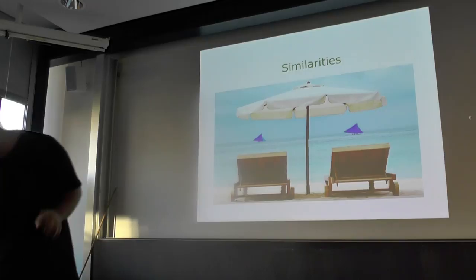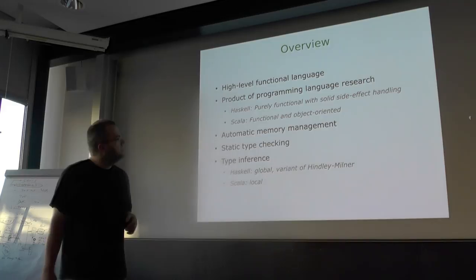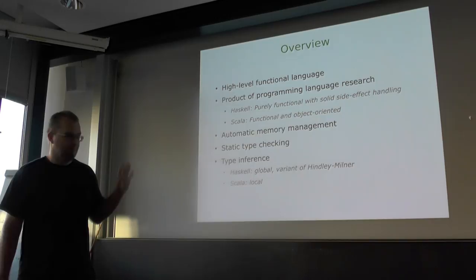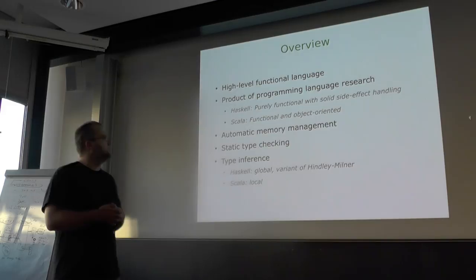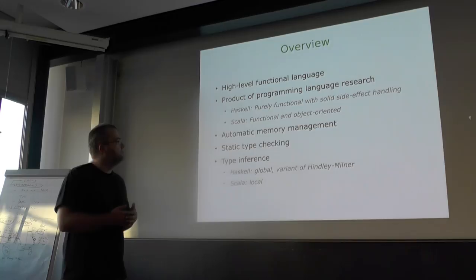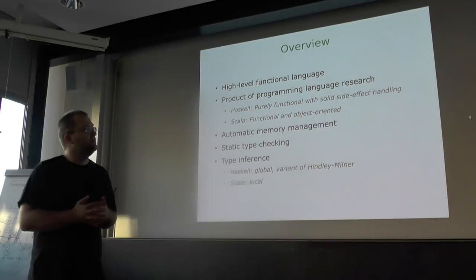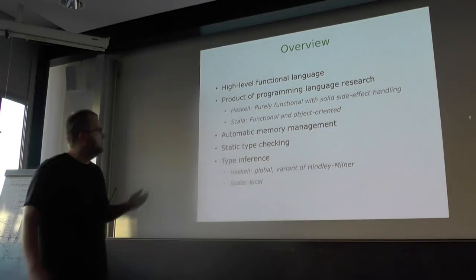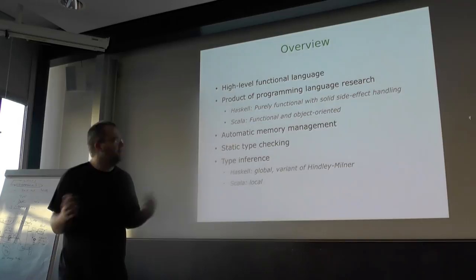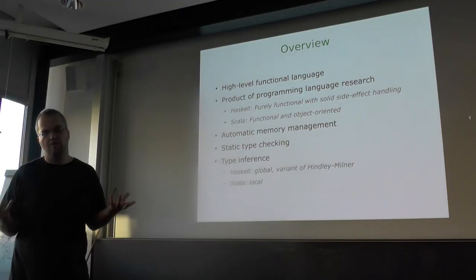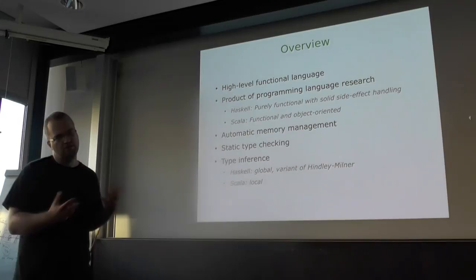So just a quick overview first. Both these languages are high-level functional languages, and we can then discuss what it means to be functional, but let's say they're functional. They are products of programming language research projects. Haskell was an attempt to really produce a purely functional language with very robust side effect handling, and it was based on ML, which came before. And Scala was an attempt to marry the functional and object-oriented worlds to create a language that would encompass both types of abstractions that the object-oriented and functional styles provide.